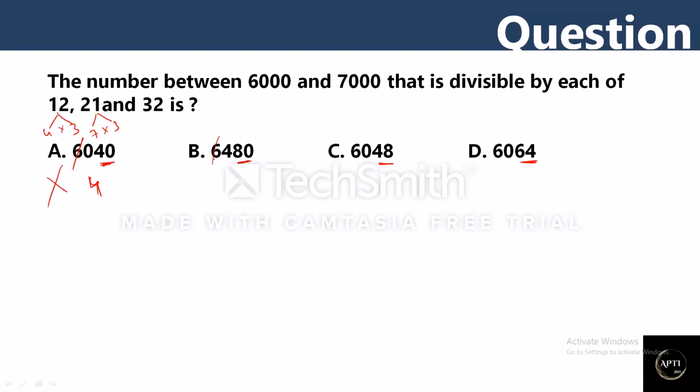Next here, 6 eliminated, 4 plus 8. 4 plus 8 is 12. 12 is divisible, so option B can be my answer. Now here 6 eliminated, again 4 plus 8, 12.